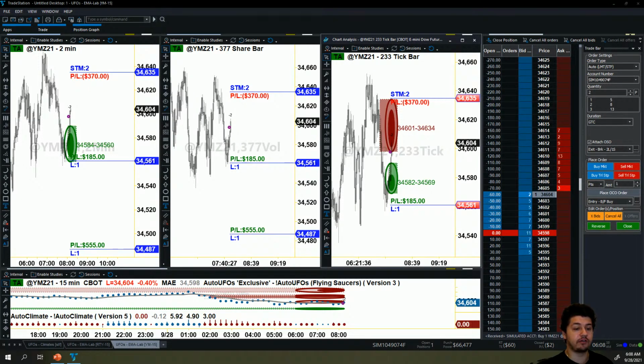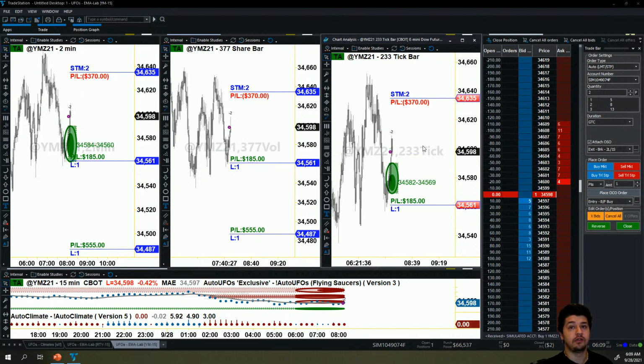Now, the second part of the fact is that we have a UFO right here, this 34601, 34634, that is enveloping this moving average at 34,599. Okay, so 34,599 is where this moving average is, and we do have a UFO that's being enveloped by this, in this area right here, right? 34,599 is essentially almost right there at the bottom of that UFO. Okay, so that's where we are.